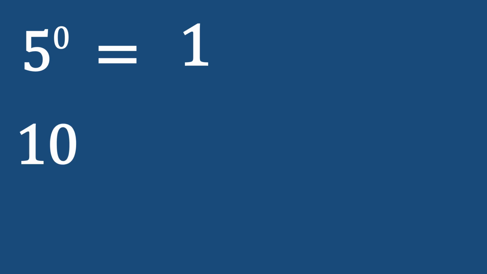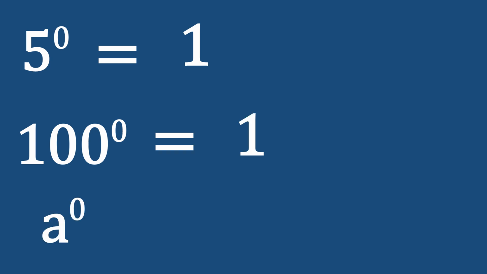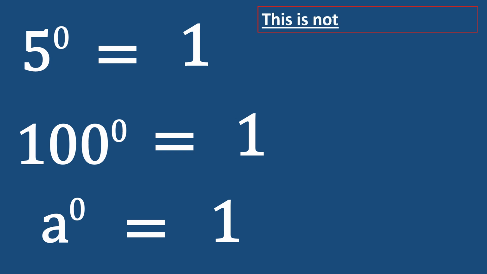Now generally we know that any number, any alphabet, so anything raised to the power 0 is 1. 5 raised to the power 0 is 1. 100 raised to the power 0 is 1. A raised to the power 0 is 1. But remember there's an exception. This is not applicable for 0 raised to the power of 0. 0 raised to the power of 0 definitely is not 1. If you even try it with your calculator, you get an error message.